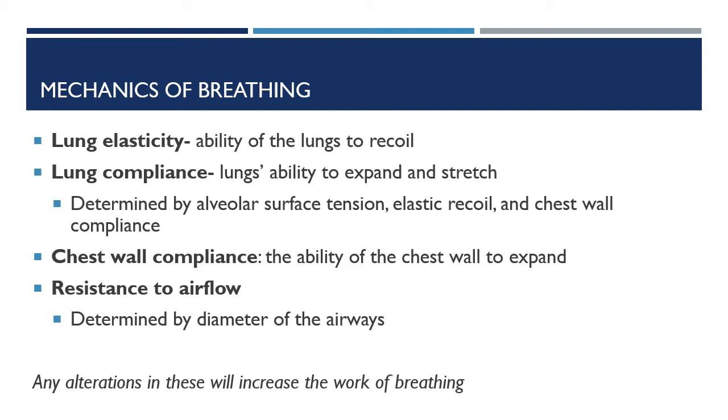Resistance to airflow is purely determined by the airways, so the trachea and the bronchial tubes, and in particular the bronchial tubes, because that's where you typically have conditions such as COPD and asthma that cause mucus secretion and bronchoconstriction in the smaller bronchial tubes. And the smaller the diameter of the airways, the higher the resistance to airflow in those tubules. Okay, so really any alterations can force someone to have to work much harder to breathe.